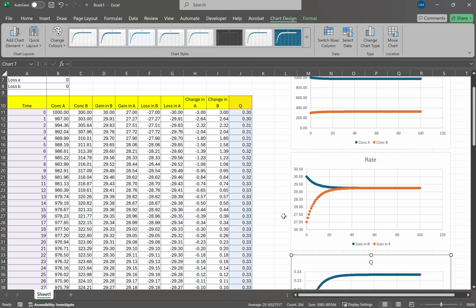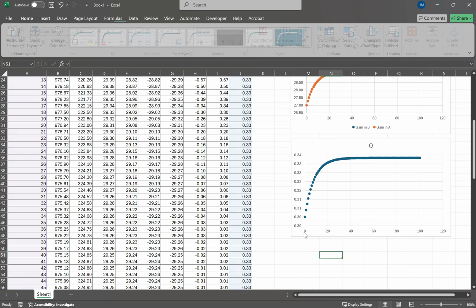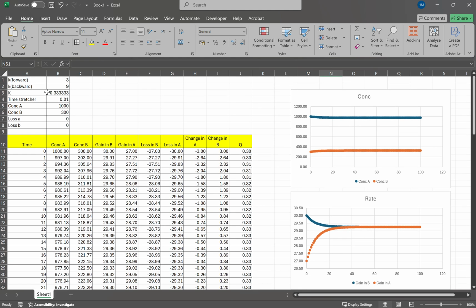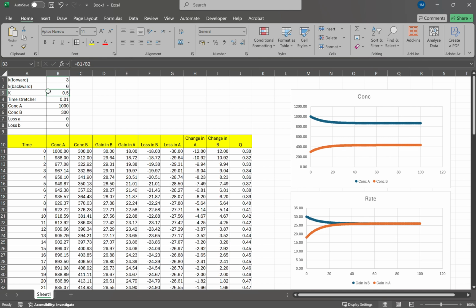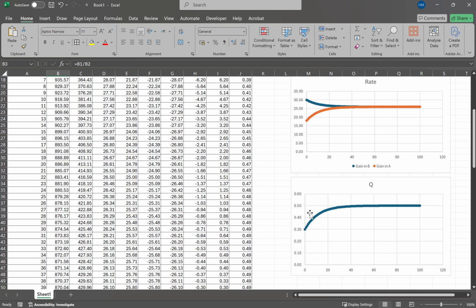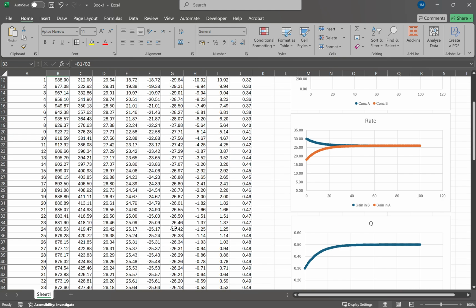Lovely. And we can see that it's changing very quickly at first, but then it converges on, lo and behold, 0.3333, which actually is the ratio of our rate constants for the forward and backward reaction. Okay, and if I change this to 6, we see that has changed to a half, and if we go down to my graph here, yes, this is converging on a half, and I can see that here.